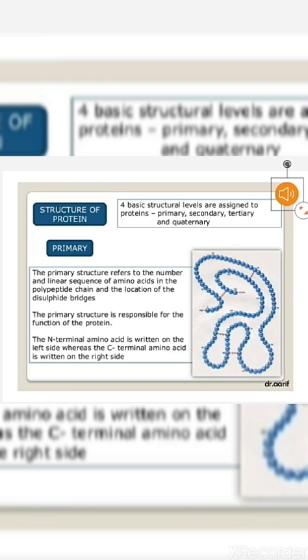There are different structures of protein: primary, secondary, tertiary and quaternary. The most basic structure is the primary structure of protein, in which there is only a sequence of proper amino acids which form the responsible protein. The primary structure of protein is responsible for the functioning of the protein.